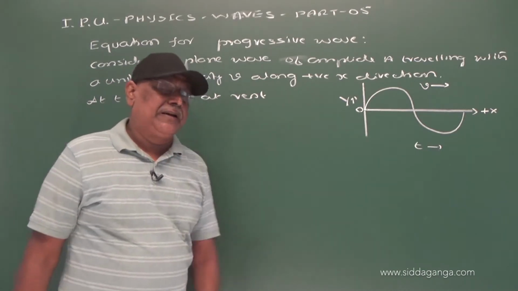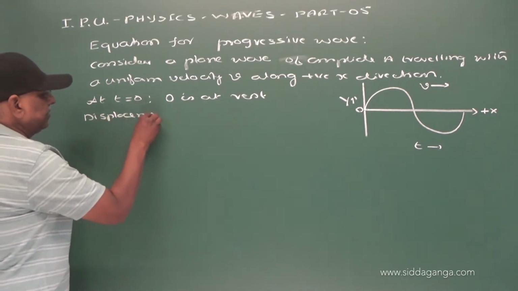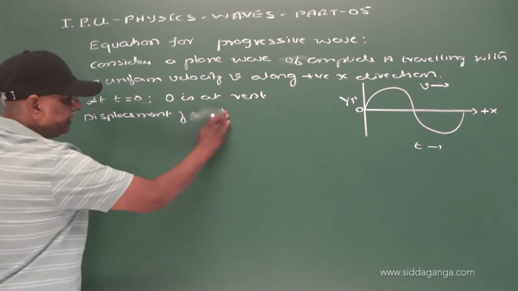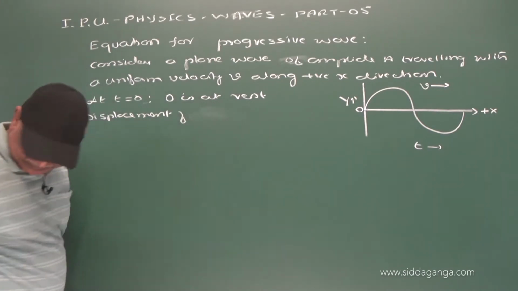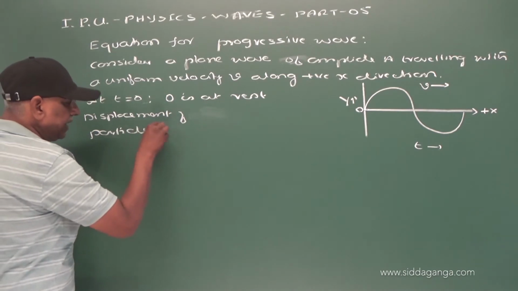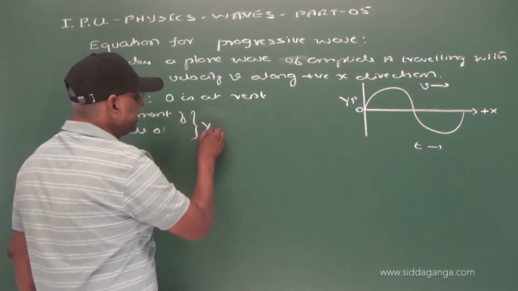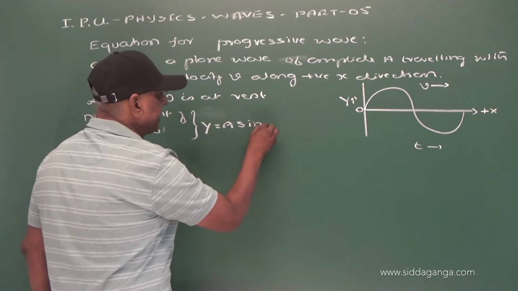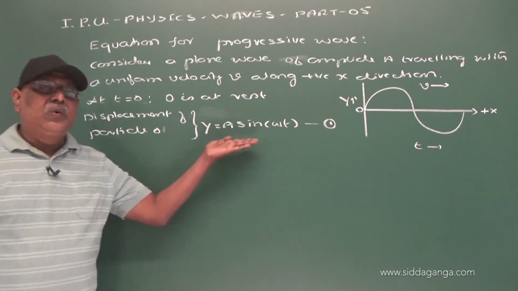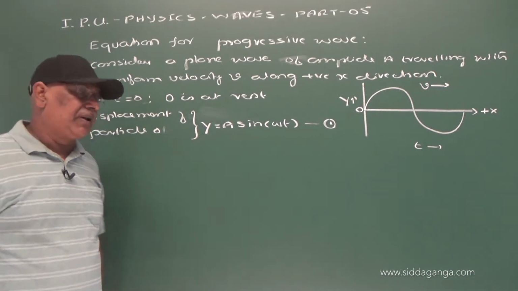When the particle O at the origin is disturbed at time t equal to 0, it begins to vibrate, right? Now we have the displacement of particle O at time t given by y is equal to a sin omega t. Let us take it as equation 1. So we have derived this equation of simple harmonic motion, right, in the previous chapter, oscillations.